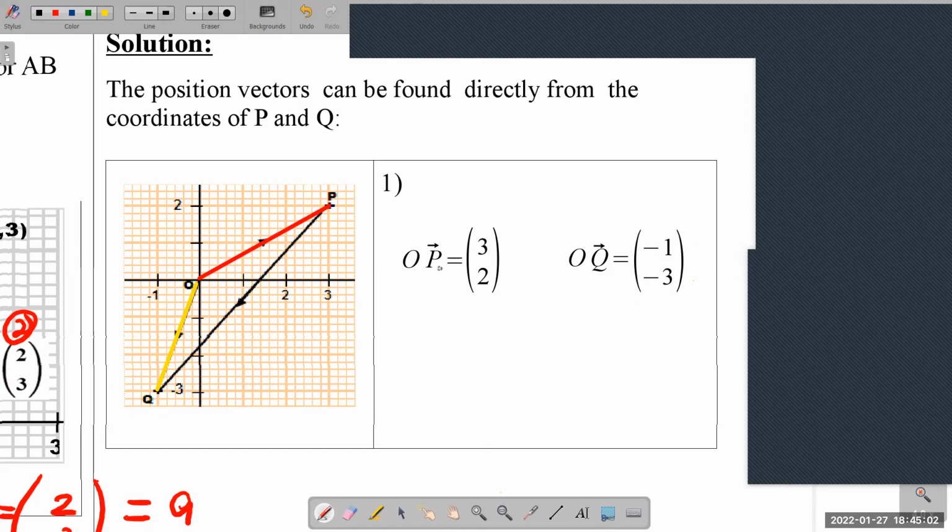What did we just learn? I can't just go from O to P and O to Q. They're going to just be two separate directions. I want to get from what? What are we looking for? We're looking for PQ. Everybody see that?